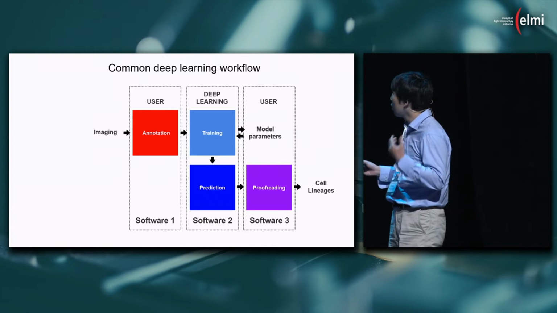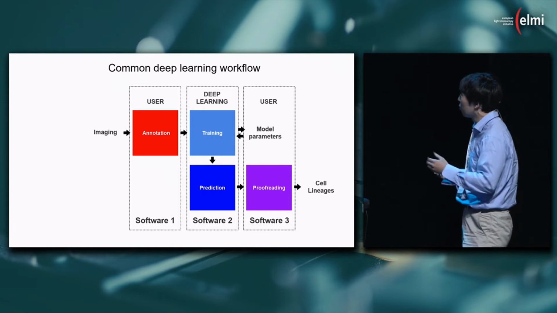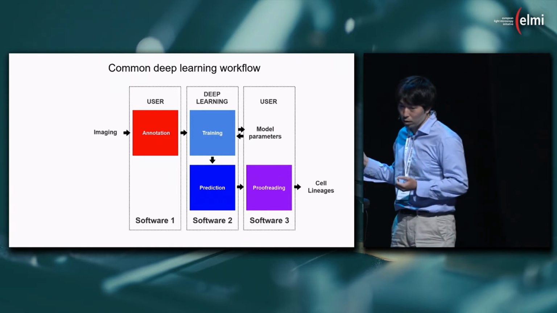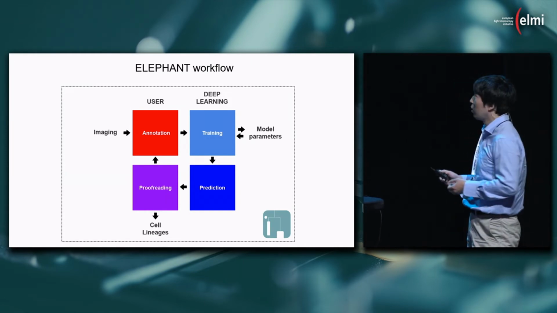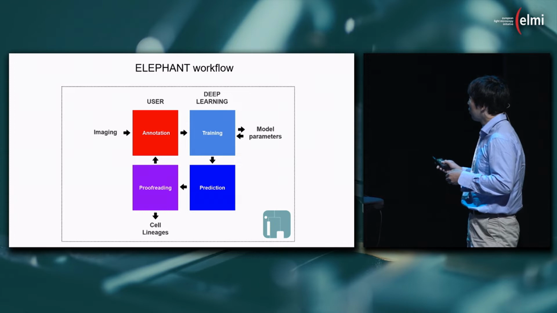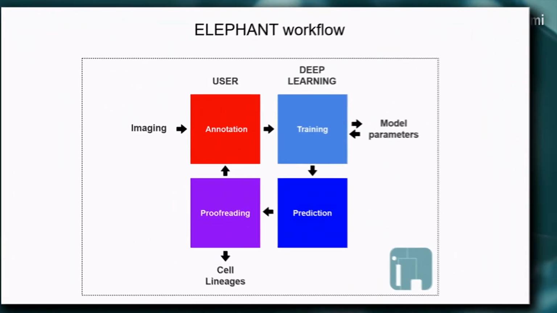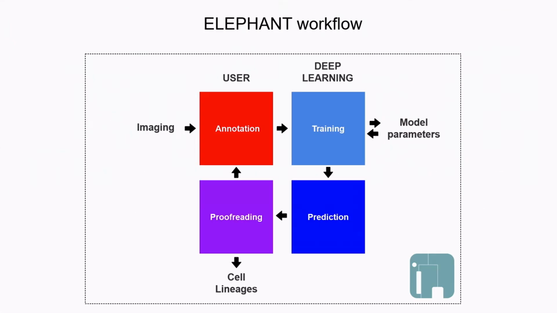And typically, those steps are divided into different software components, so users need to go back and forth between them. That is not so useful in the practical situation. So in ELEPHANT, those steps are integrated in a single workflow. So the users can start the cycles of annotation, training, prediction, and proofreading with just a small number of annotations. Just iterating these cycles can generate the cell lineage data efficiently with incrementally trained models.